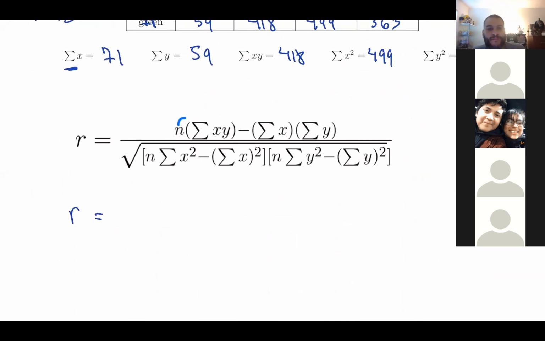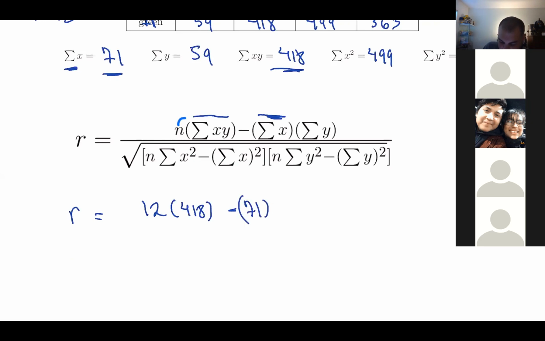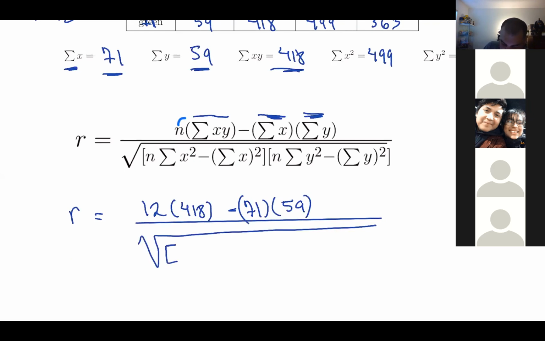All right, so if you look at the formula, the first thing the formula said is n. So let me put n. So you put 12. Then if you look, it says summation of xy. Summation of xy we said was 418. And then we subtracted by the summation of x, which we said was 71. And then we have summation of y, which we said was 59. Then what you want to go ahead and do is divide this by radical, and then you put bracket.